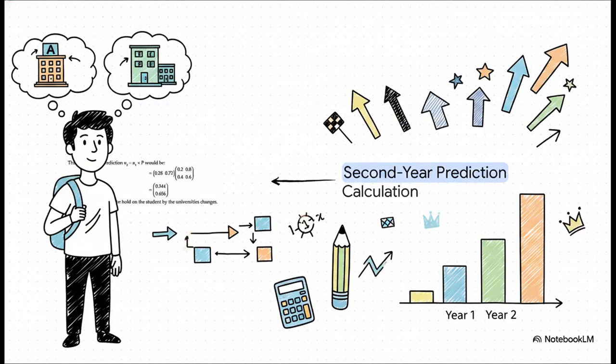Now, on the test, you'll likely be asked to calculate a future state based on this matrix. If we know the initial distribution of students, let's say 28% in University A and 72% in University B, we can predict year 2. How? By simply multiplying that initial state vector by our transition matrix P. You literally just multiply the row by the column to get your new values.